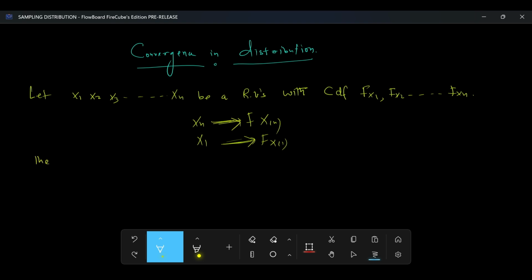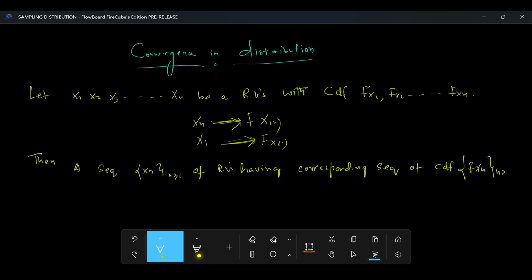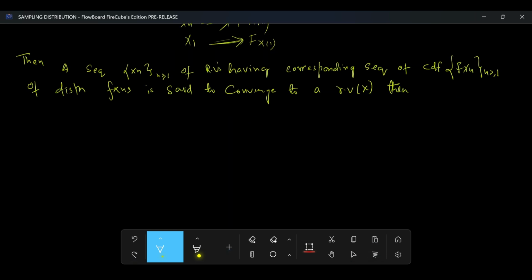So see, then a sequence Xn, n greater than or equal to 1, of random variables having corresponding sequence of CDFs, that is F of Xn, n greater than or equal to 1, of distribution functions, is said to converge to a random variable, that's X. Then limit n tending to infinity F of Xn at x is equal to F of X at x.